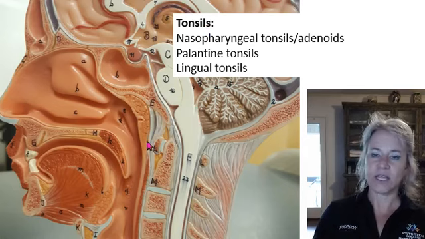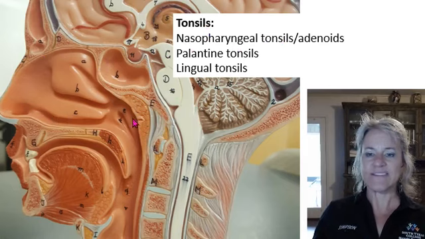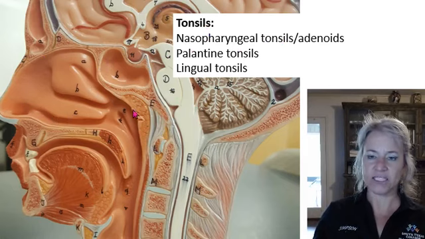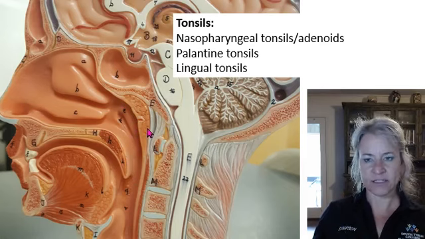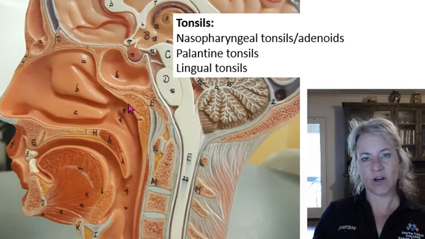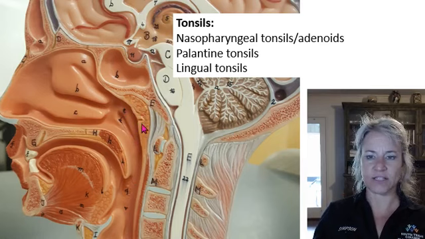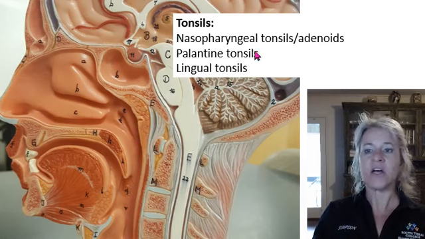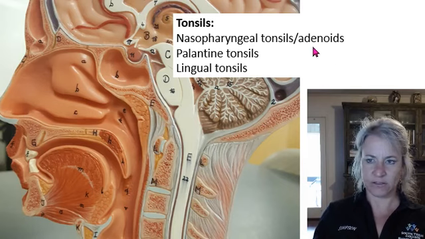So this tonsil right here is referred to as the nasopharyngeal tonsil. So this is your nasal cavity. This is the pharynx. Pharynx is throat. But behind the nose, it is the nasopharynx. So this is why it is called the nasopharyngeal tonsil, because that's where it's located, in the nasopharynx. The nasopharyngeal tonsil is also known as the adenoid tonsil, okay?